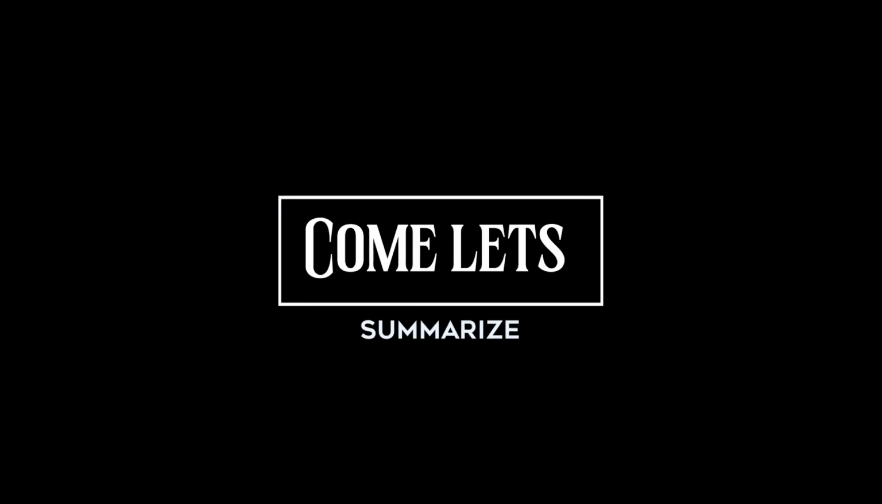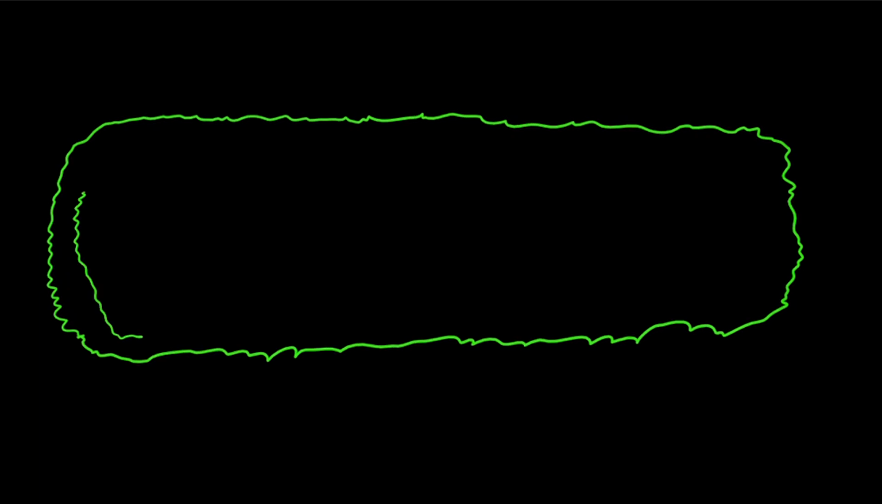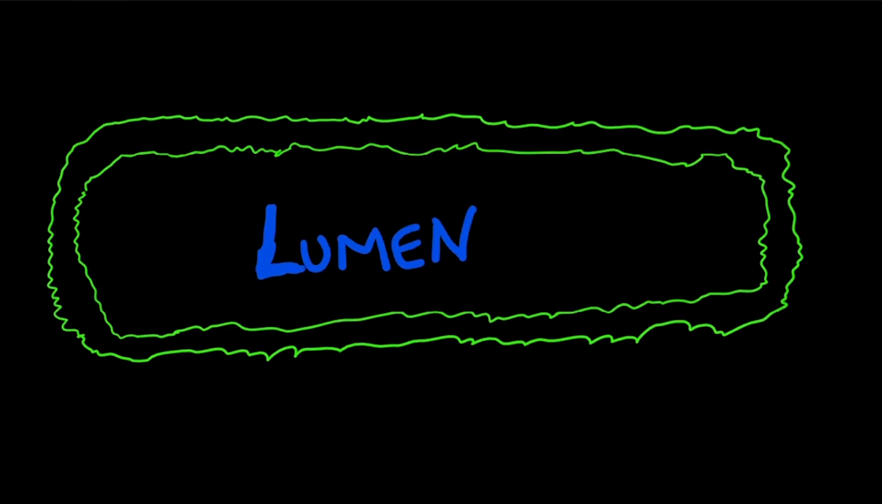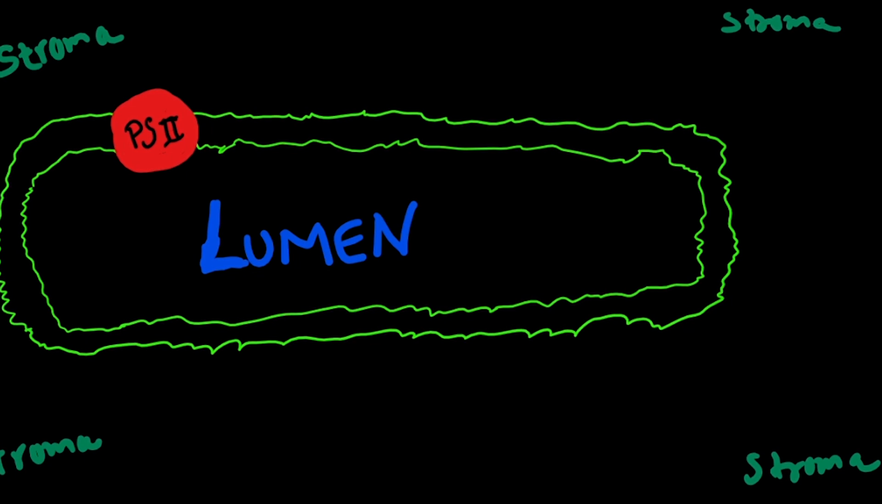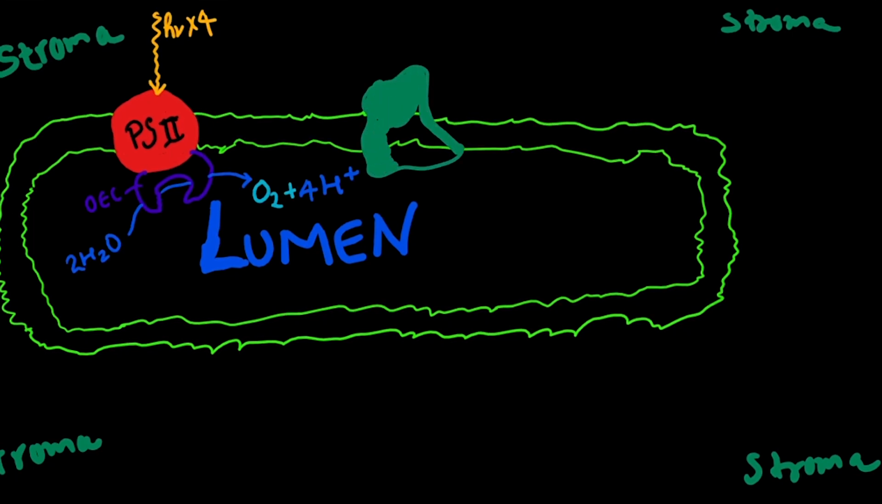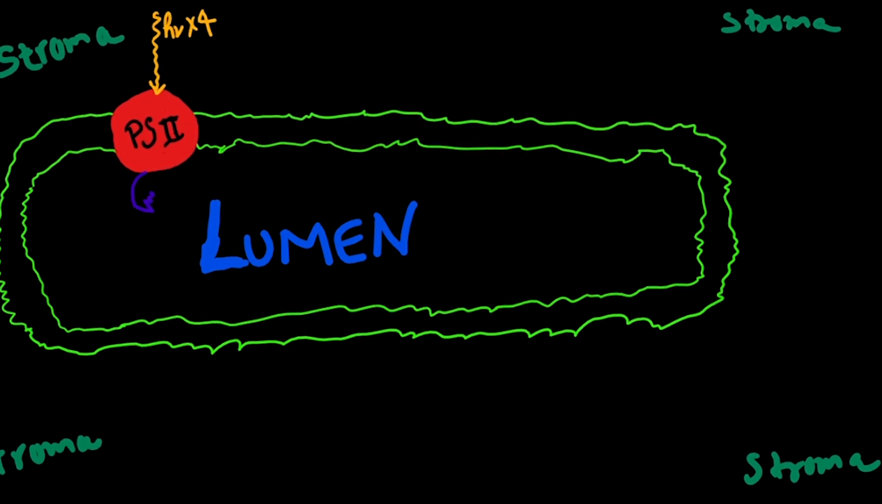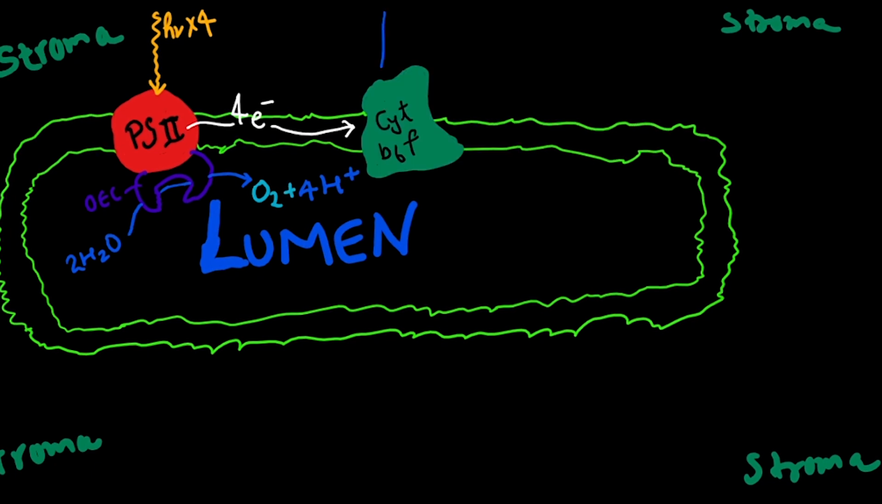So come, let's summarize what we have studied so far. In this picture, I am drawing the thylakoid membrane with lumen and stroma. First, 4 photons strike photosystem 2 and excite its electrons to a higher energy level. These electrons are carried by plastoquinone one by one, not simultaneously, to cytochrome B6F. The electrons lost by PS2 are replenished by splitting of 2 water molecules into oxygen, protons and electrons by the oxygen evolving complex. While these electrons are transferring through cytochrome B6F, 8 protons are pumped inside the lumen.